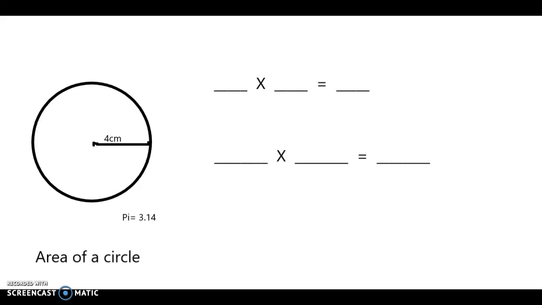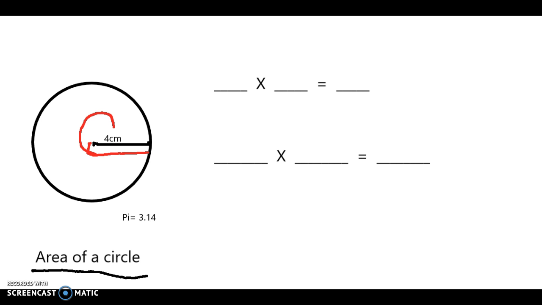Welcome back! This time we are learning about how to figure the area of a circle. Now the first step is to find your radius. The radius is the distance from the center of the circle out to the edge. And in this instance, that is 4 centimeters.